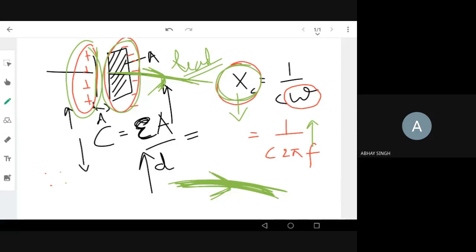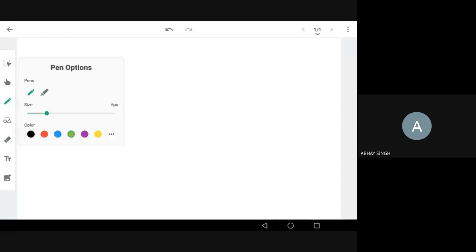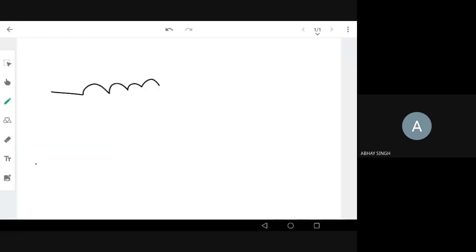Okay, so another important thing is the inductor. So what is an inductor? An inductor is a coil of wire, right? So what is the equation of inductor impedance? Inductor impedance is, sorry, L omega, right?